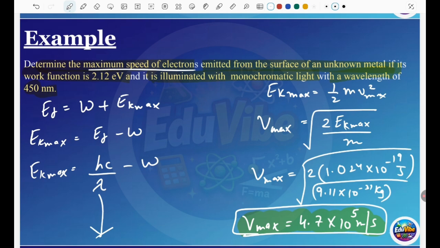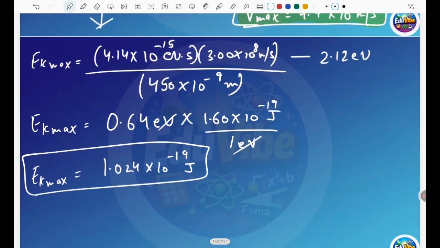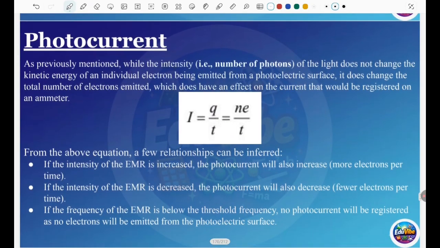As a part question, this is one of the questions very much like in the diploma examinations. Let's move on to the photocurrent now.